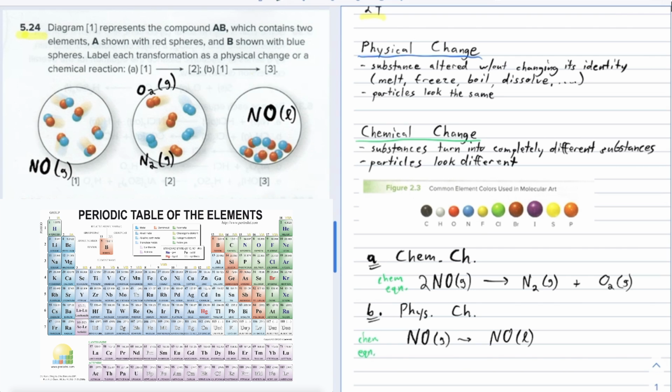It's not a chemical change, so this is actually condensation. Gas turns into liquid, it condenses into liquid. So we can say this is condensation of NO. Condensation.